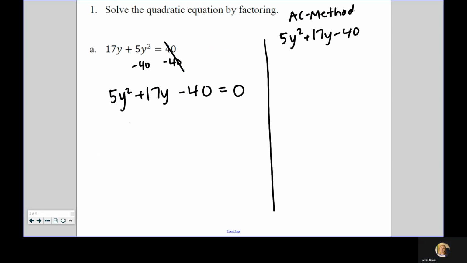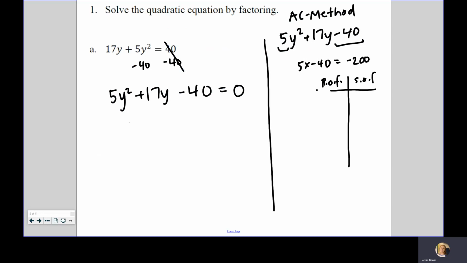All right, so multiply a times c. So 5 times negative 40 is negative 200. And so we're looking for factors of negative 200 that are going to add to the middle term, which is positive 17. Let's see if I can fix this real quick. There we go. That'll work. Pairs of factors, sums of factors. All right, so things that multiply to give you negative 200, but add to give you 17.